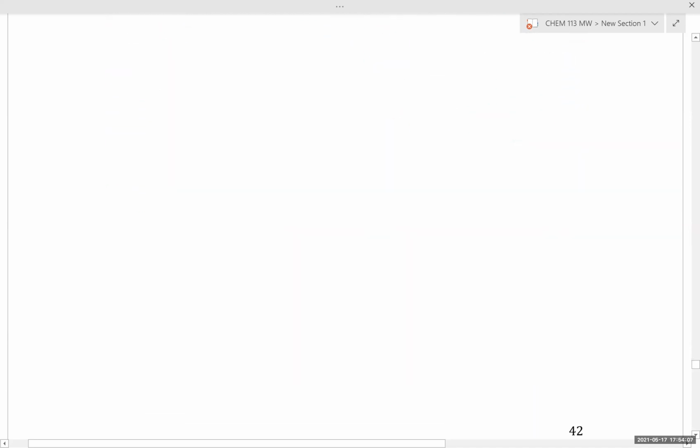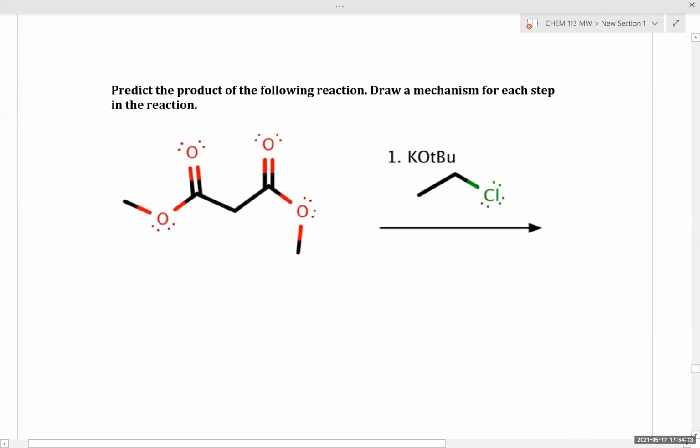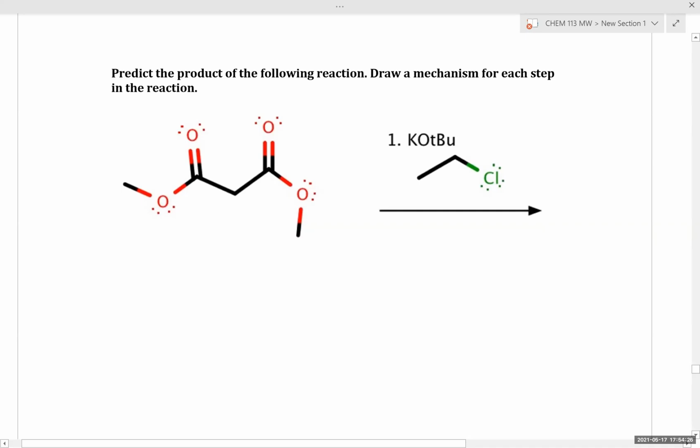Okay, so let's try to apply what we've learned, and let's take a look at the following reaction. In this case, we're treating a malonic ester derivative with tert-butoxide and chloroethane. We're asked to predict the product of the following reaction and then draw a mechanism for this reaction.